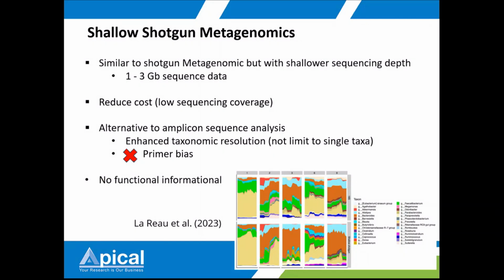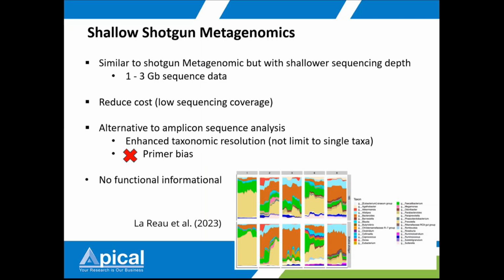And the primer might also have some bias, because certain primers might be prone to capture a certain group but not another group, so they have some primer bias. On shallow shotgun metagenomics, you don't need to use primers. In other words, you capture everything inside the metagenome, so you have enhanced taxonomy resolution, and you're not limited to a single taxa.